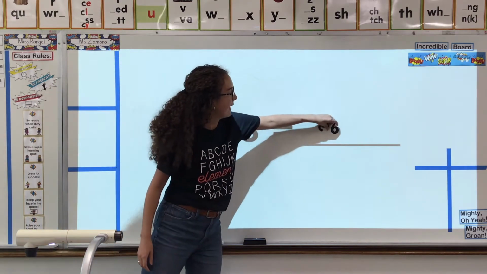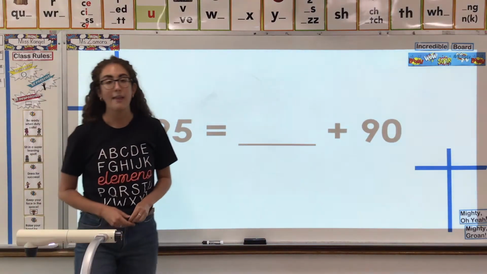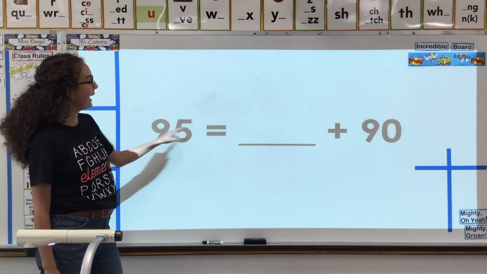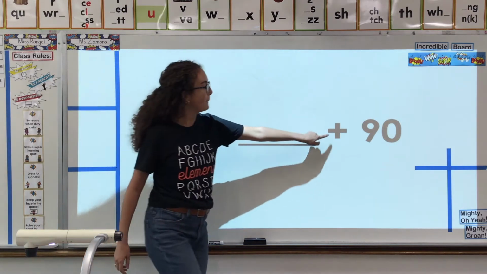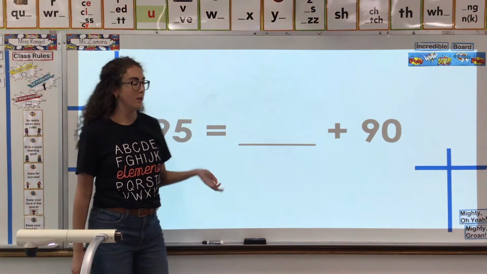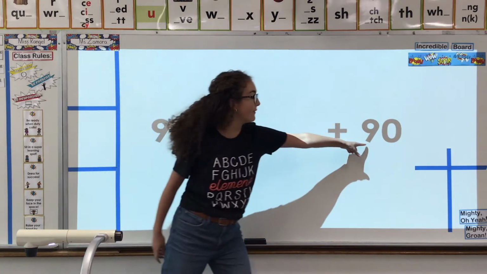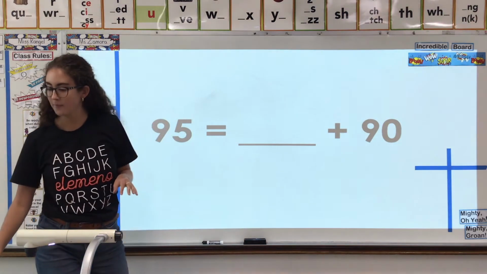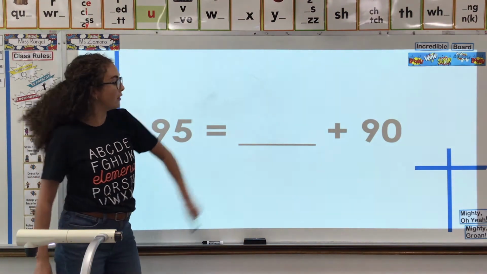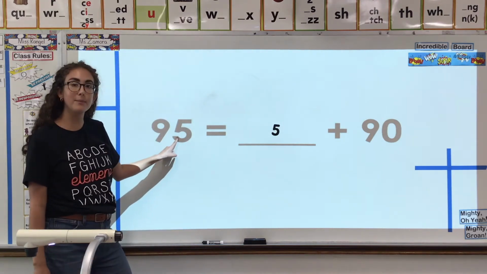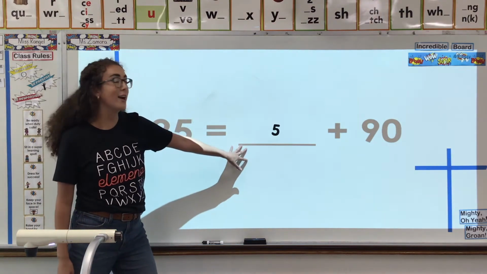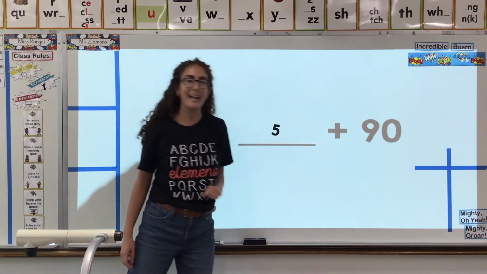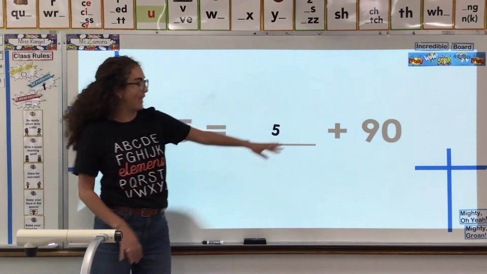Awesome, good job. This next one, there's a missing part. 95 equals blank plus 90. So within 95, we have our 9 tens. So what's missing here? The ones are 5 from 95. So we completed our sentence that now reads, 95 equals 5 plus 90. Okay, you getting the hang of it?